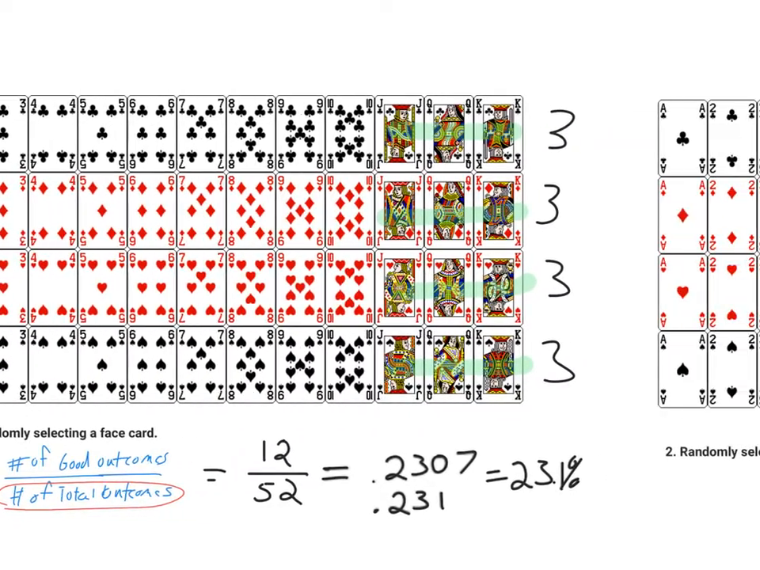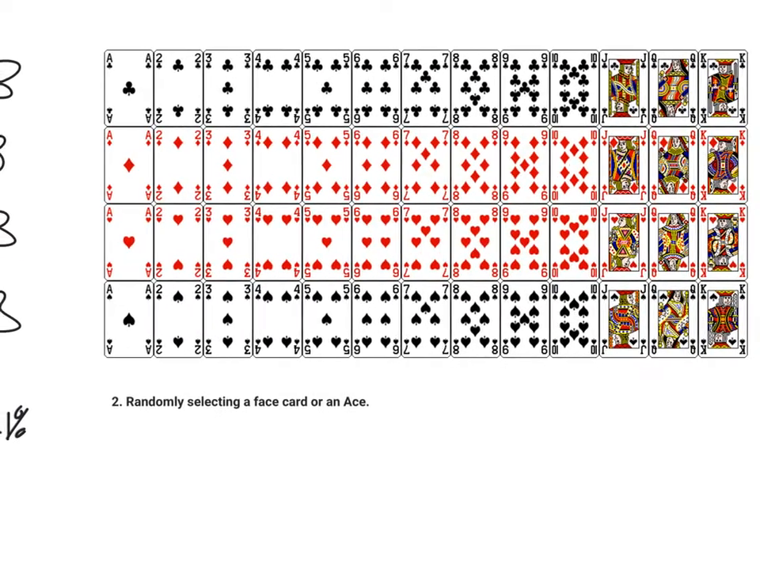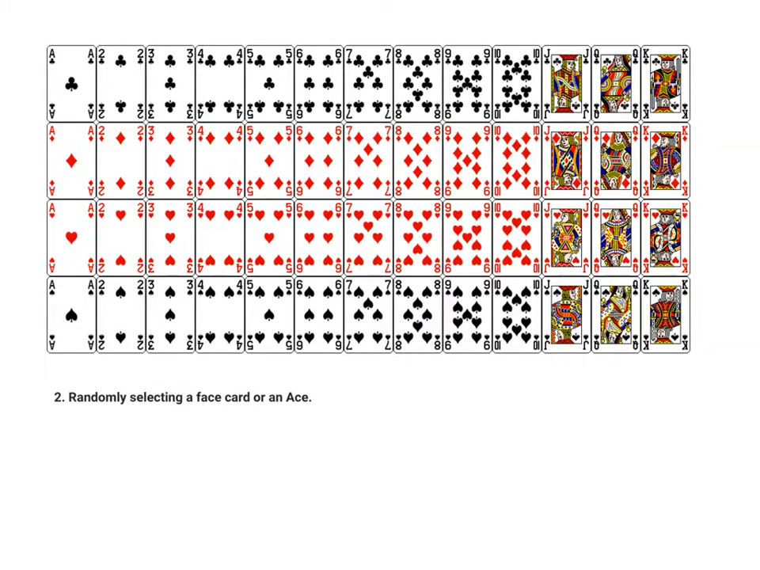So now that was probability of A. Let's look at probability of A or B. So here I've got probability of a face card or an ace. So again, it's going to be the probability of A or B. In this case, my A is going to be drawing a face card. So I'm going to go ahead and identify this, draw a face card. And then my event B is going to be drawing an ace. B is draw an ace.